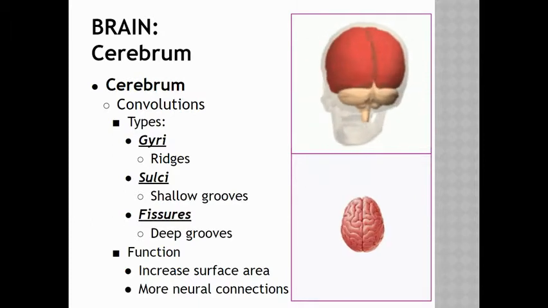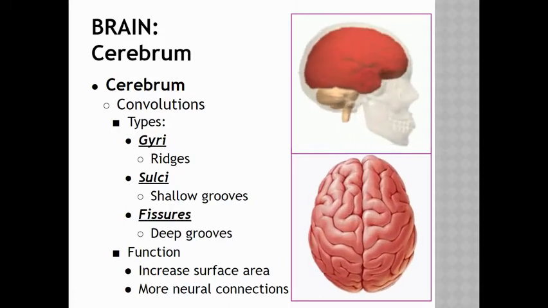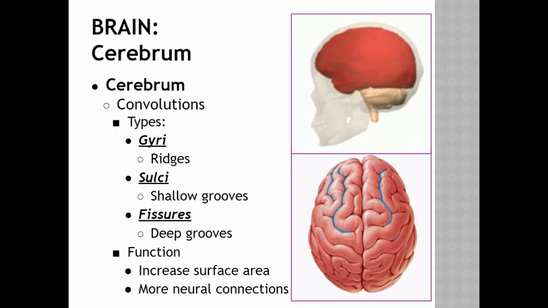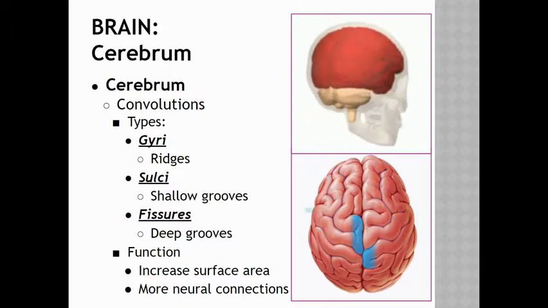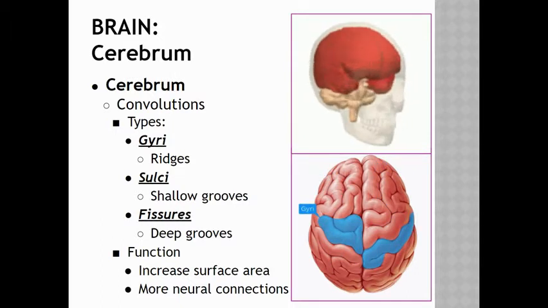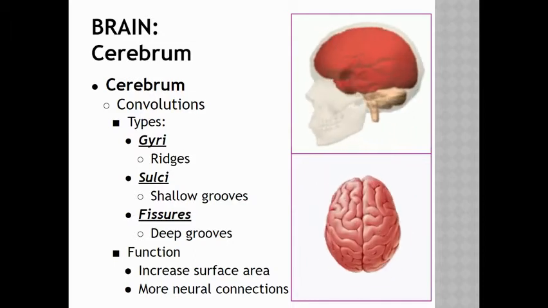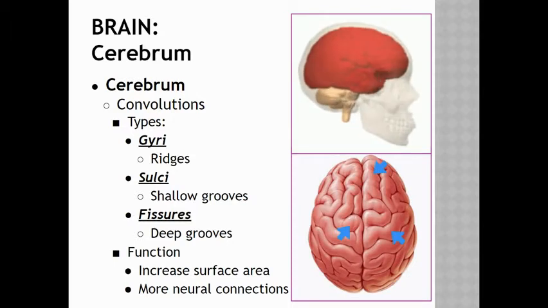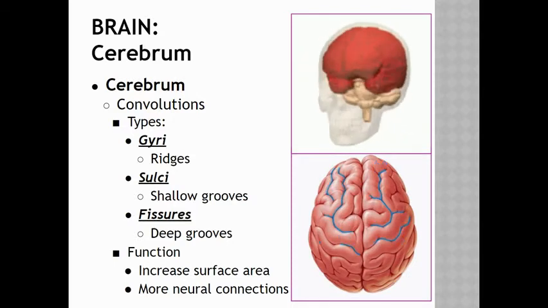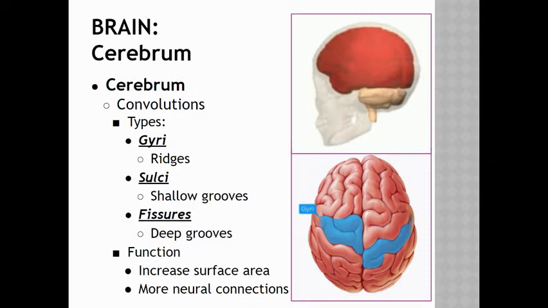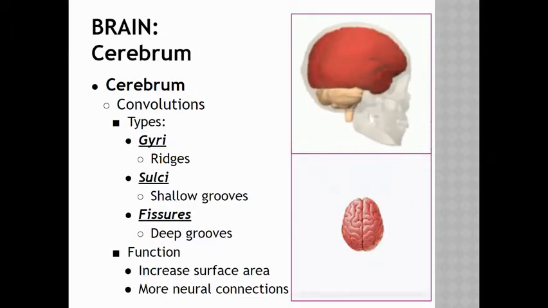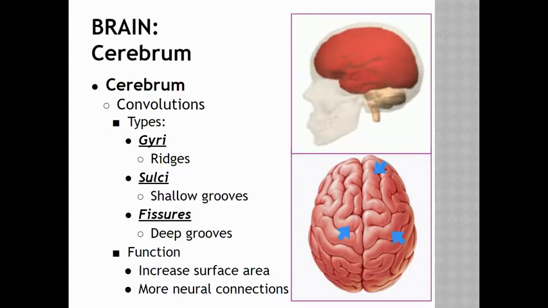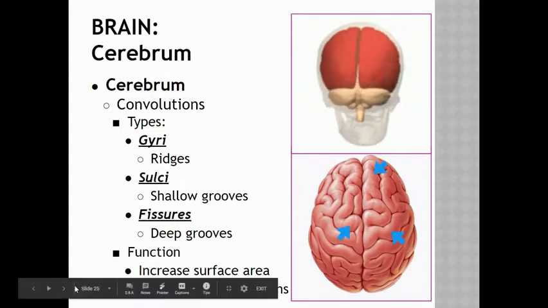The function of the convolutions is to increase the surface area of the brain. By increasing the surface area with all these folds, it allows the neurons that make up the brain to be able to form connections with more neurons, which allows more learning and more brain processes to occur. So one wants a very convoluted, wrinkly brain. You would not want a smooth surfaced brain.